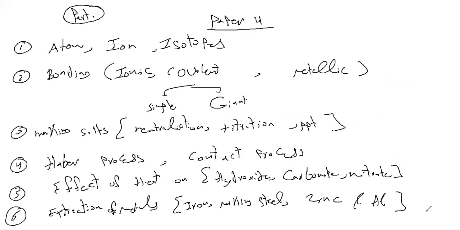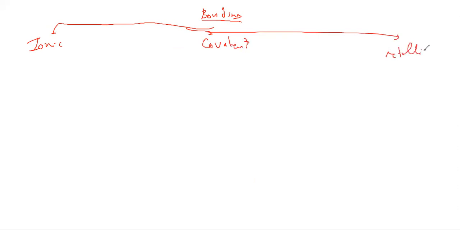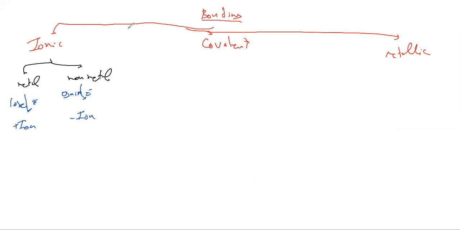After that, for point 2, for the bonding. In bonding, we said that we have ionic, covalent, and metallic. In case of ionic, it is formed between metal and non-metal. Metal by losing electrons to form positive ion, and non-metal by gaining electrons to form negative ion. So ionic bond is a bond formed between positive and negative ion.